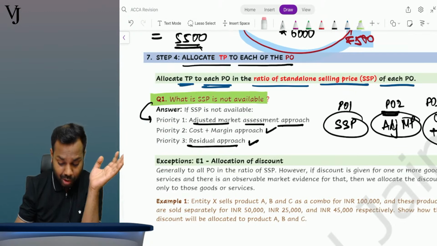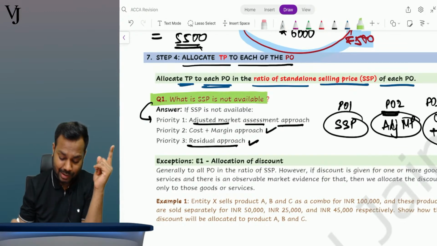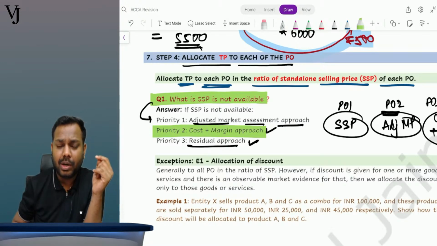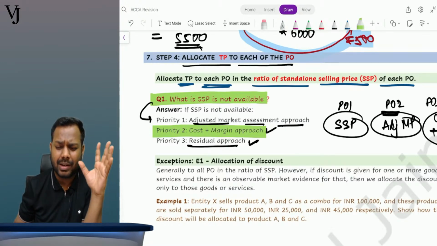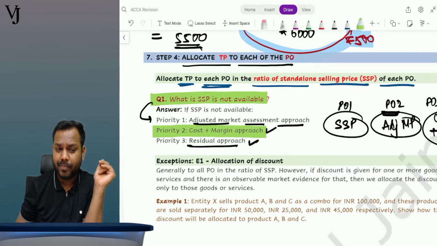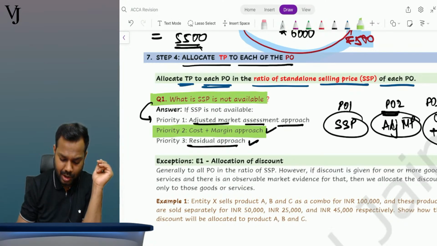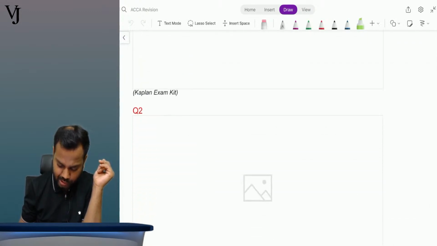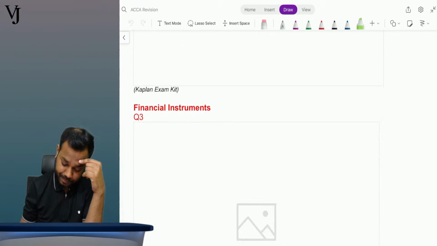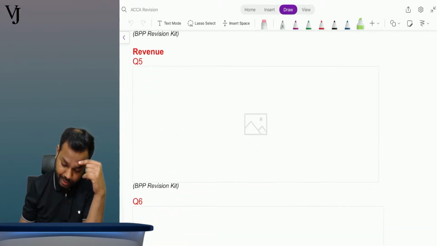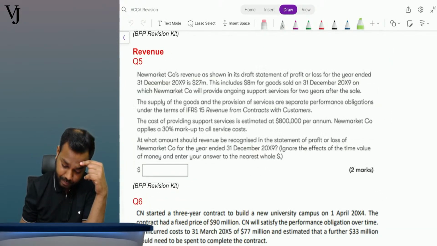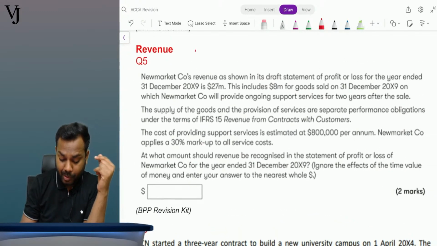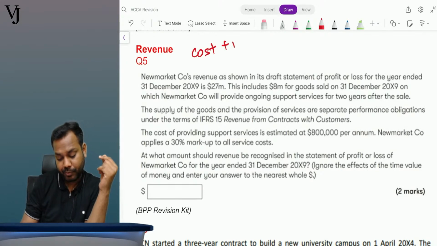If you can recall, we discussed in our regular classes an example on cost plus margin. The question was about a new market company, something like this. I kept that question in an important question list. Just give me a minute. See, new market company, yes, this is the question, where you have to apply the cost plus margin approach.